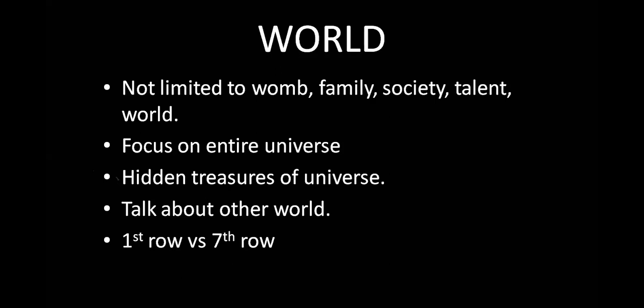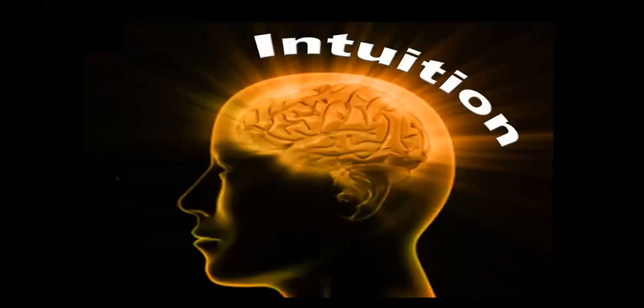So first row people and seventh row people, they both are meditators. But the first row meditation is just to get into this world. And the seventh row people's meditation is to go out of this world into the other world, into the infinite world. जो life और death का चक्कर है उससे beyond. That is the definition of the other world in seventh row. And then because of all this, they have very strong intuition.